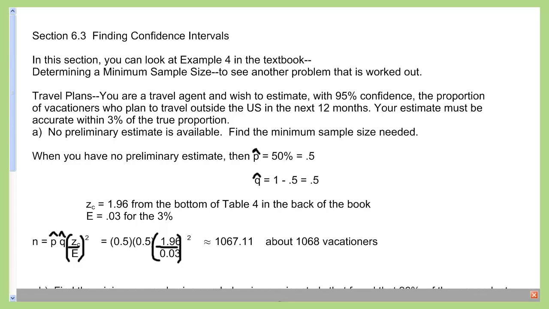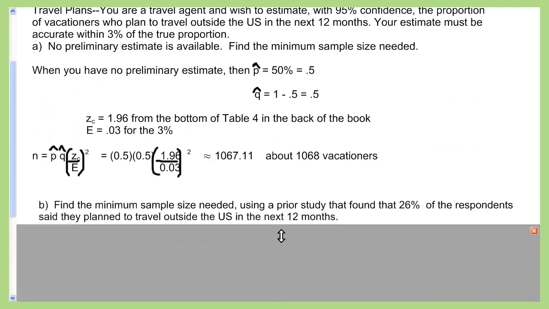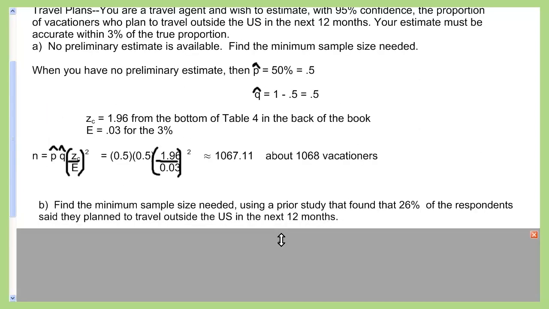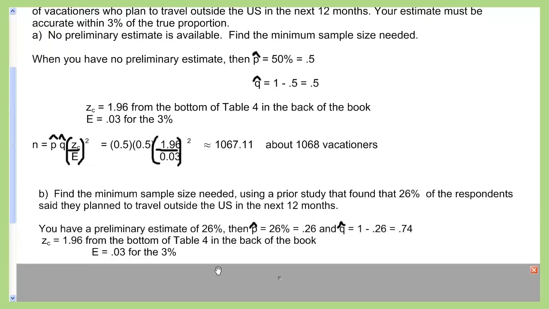So now we're going to take a look at the same problem, but we're going to be given a preliminary estimate. And the preliminary estimate is that 26% of the respondents said they plan to travel outside the U.S. So I already know that about 26% are going to be traveling. So I'm going to use the same formula. I'm going to put the numbers in the same way.